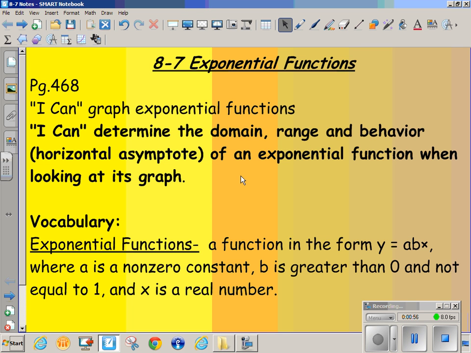A real life example might be exponential growth and decay, which we're going to visit in 8.8, which basically means that you are making a profit off of your profit so that it grows exponentially.